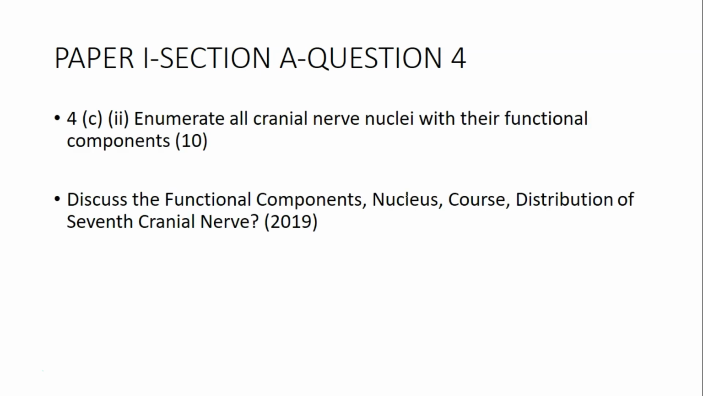Now, question number 4C2: enumerate all cranial nerve nuclei with their functional components. Discuss functional components, nucleus, course, distribution of the 7th cranial nerve. See, so far they asked cranial nerve 4, cranial nerve 7, from the cranial nerves. So what is there in the syllabus? In the syllabus, from the cranial nerves, they are asking you distribution and clinical significance.